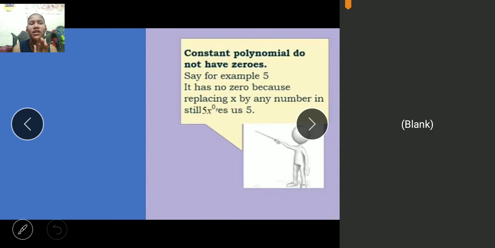But I have given you the answer. What do you have to put? I am going to tell you the answer. Constant polynomials do not have any zero, my child.